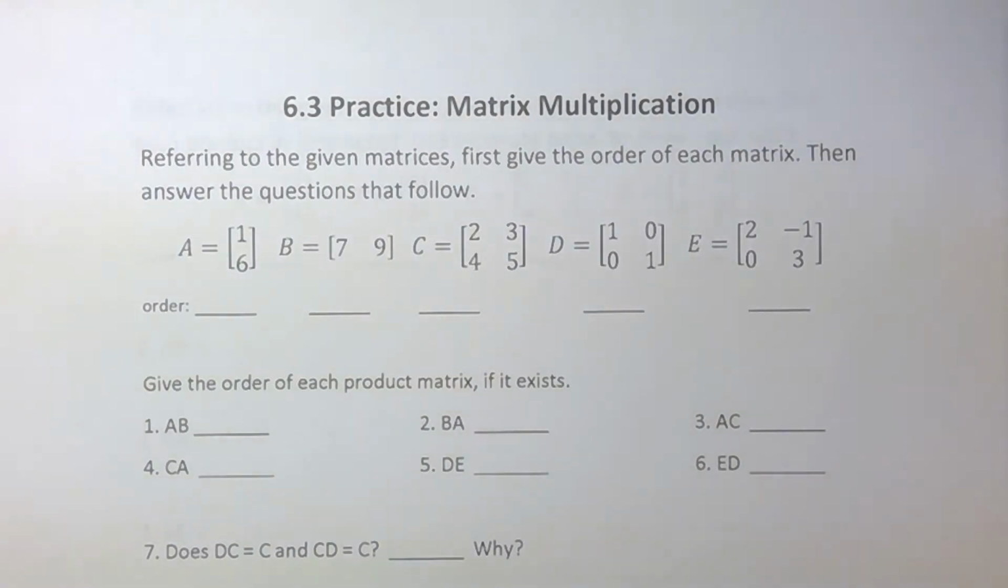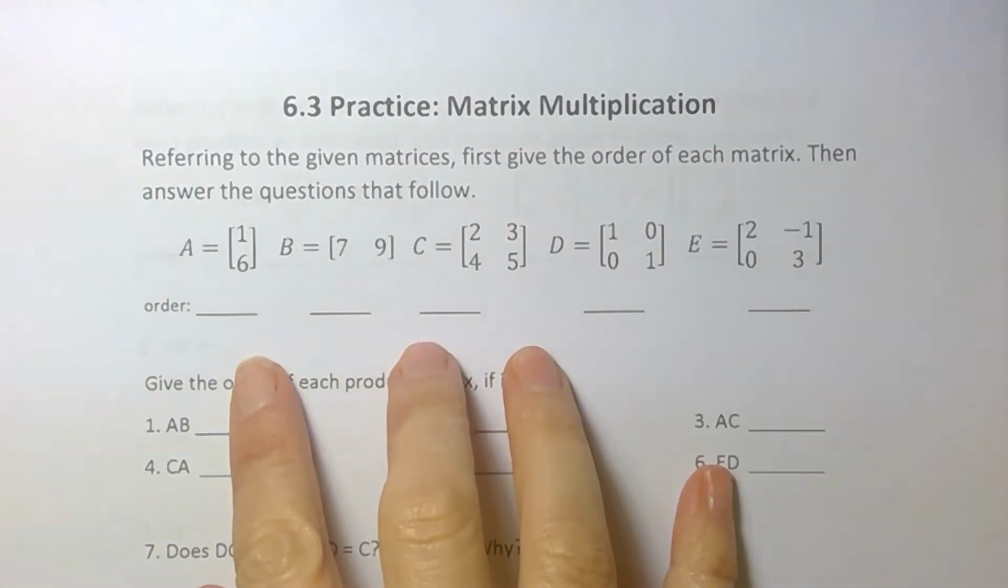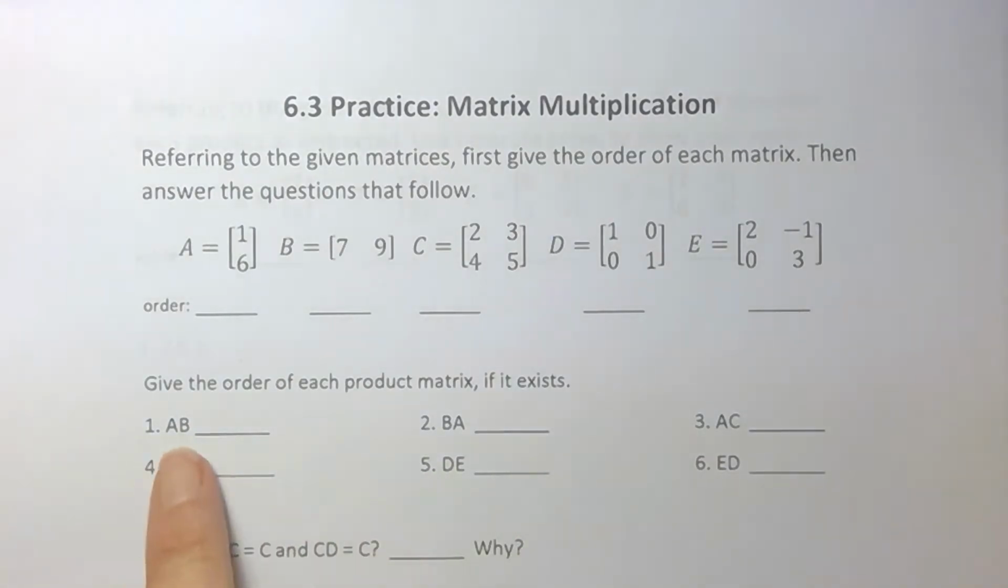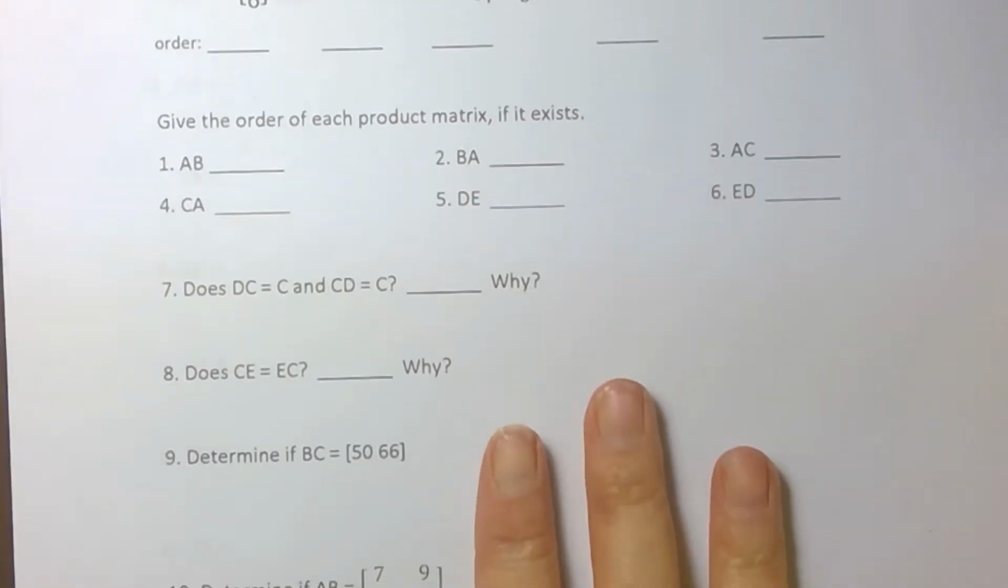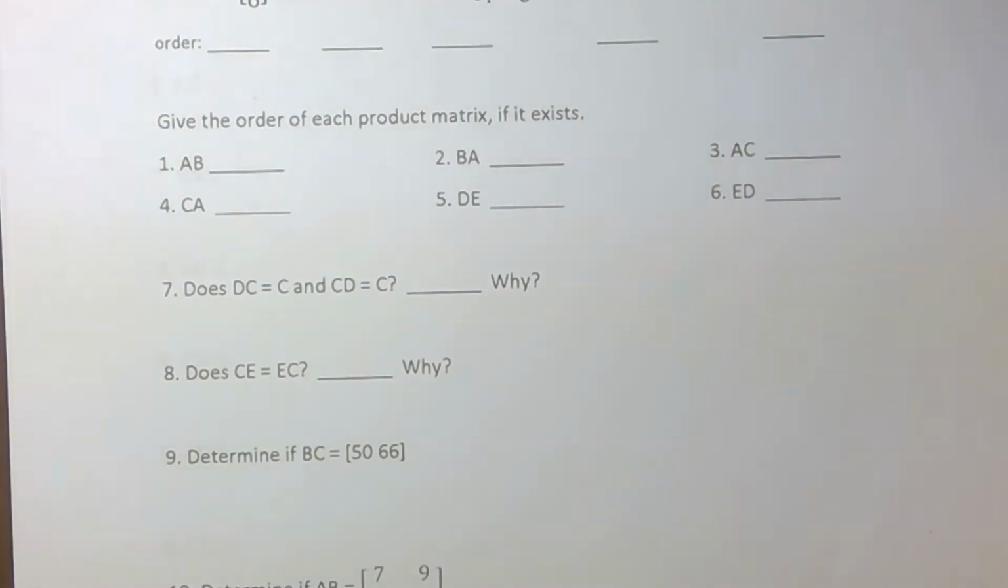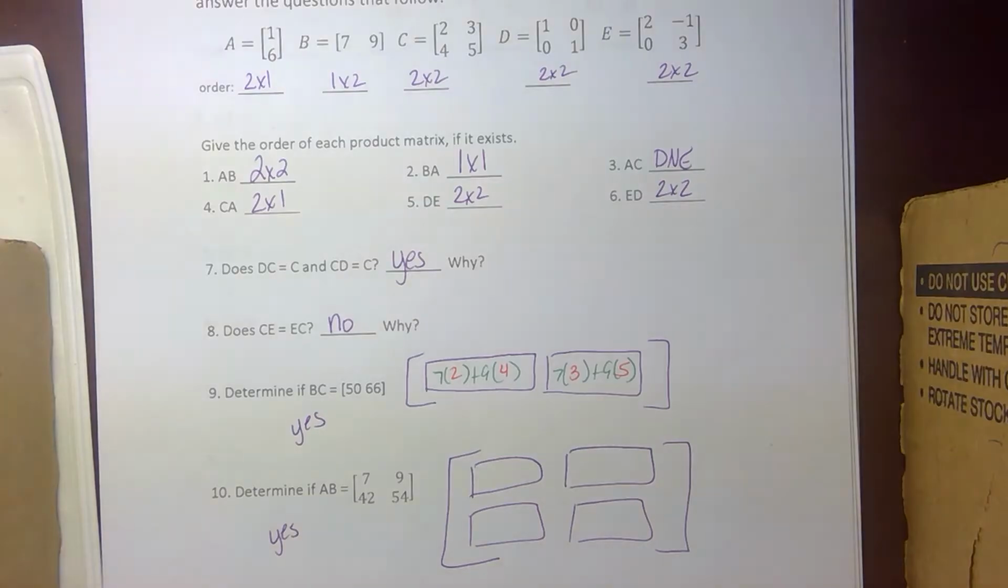Okay, here we have some practice problems over multiplying matrices. We're going to look at these 5 matrices, give the order of the 5 matrices first, and then decide if these product matrices exist, and if they do, what size they would be. After you've done all that, go ahead and answer questions 7 through 11 as well, and then turn the video back on and check to see if your answers match mine.